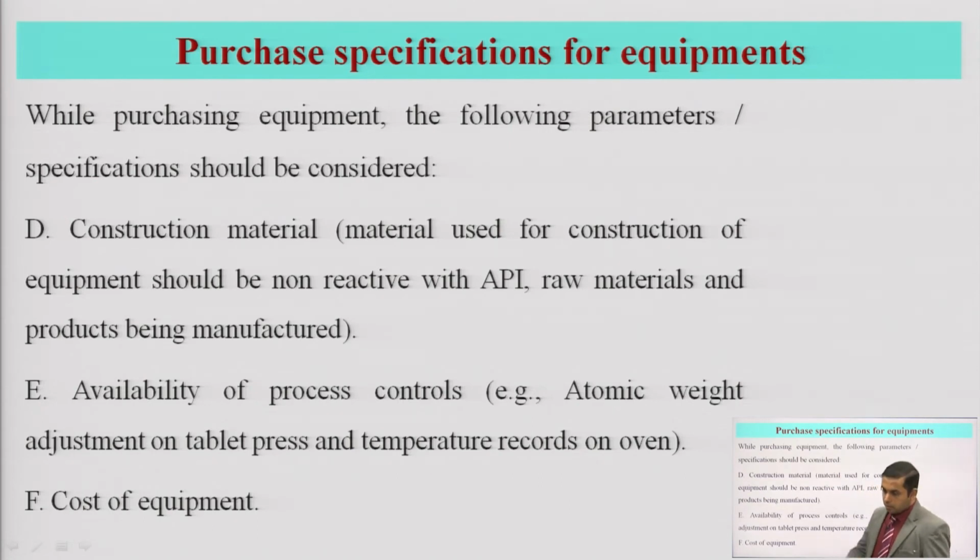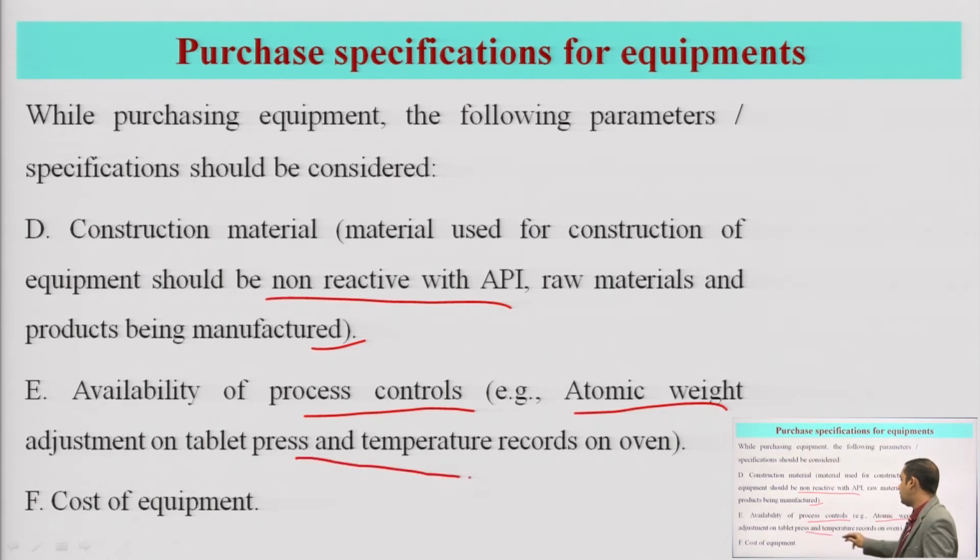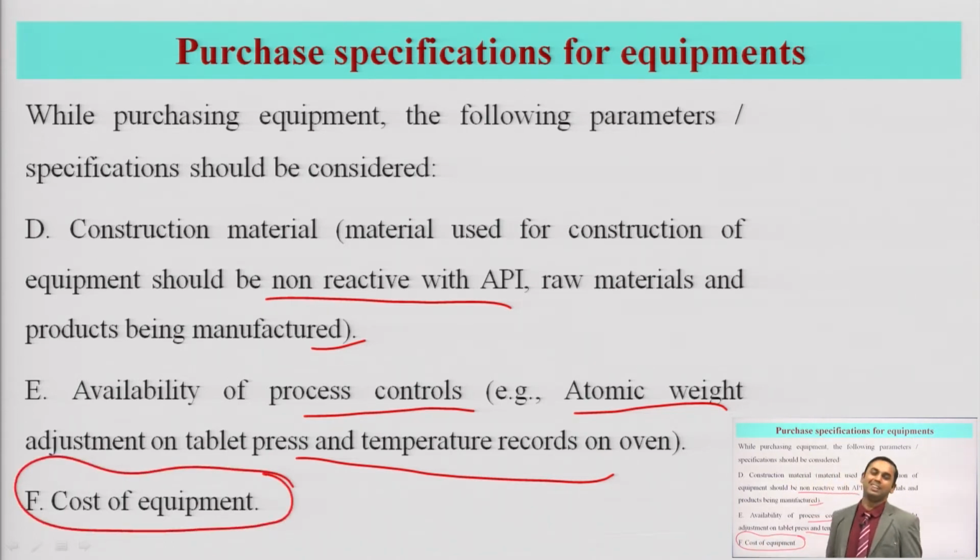Then also construction material, that is, the material used for the construction of the equipment, should not be reactive with the API. I gave the example of jelly just a few minutes back. Whatever product you are producing should not be contaminated with the API or raw materials or the products which are getting manufactured. The availability of process control, for example, automatic weight adjustment and other things, should be available, and the cost of the equipment is very important.